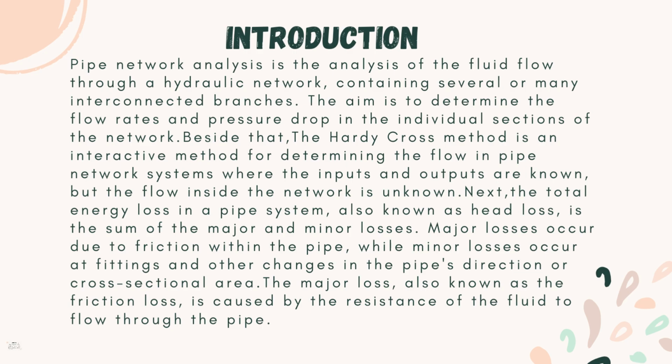iterative method for determining the flow in a pipe network system where its input and output are known, but the flow inside the network is unknown. The Hardy Cross method assumes the flow going in and out of the system is known and the pipe length, diameter, roughness, and other key characteristics are also known or can be assumed. The method also assumes that the relation between flow rate and head loss is known, but the method does not require any particular relation to be used.